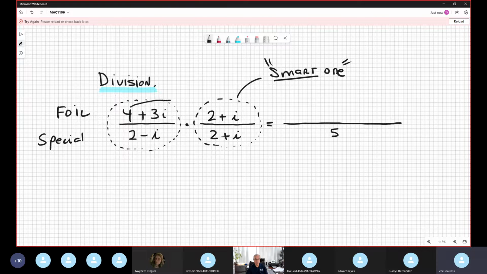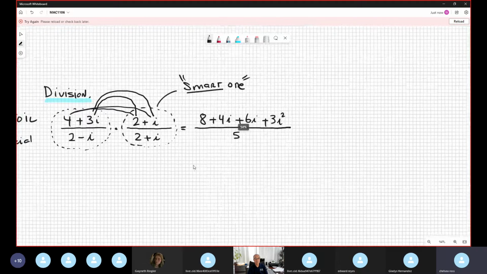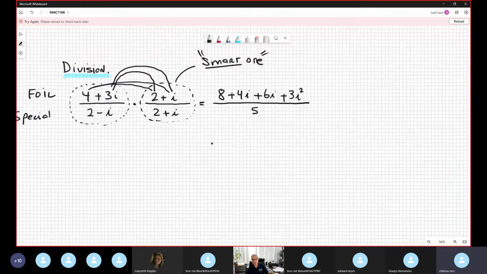Okay, so 4 times 2 is 8. 4 times i is 4i. 3 times 2 is 6i. And 3 times i is plus 3i squared. So far, it's okay? Yes. Now, immediately, I replace i squared with negative 1.